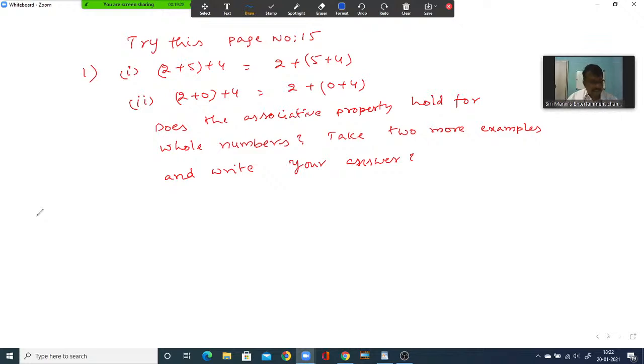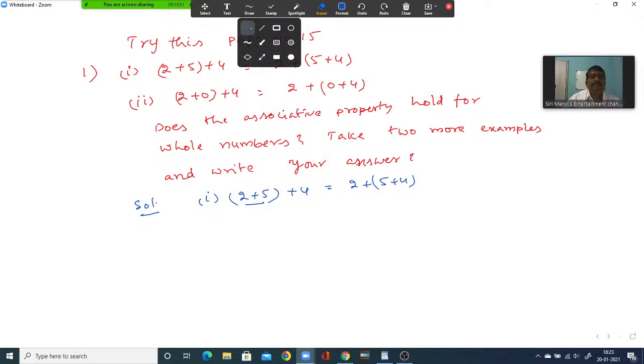Right. So, solution. Okay. First one is 2 plus 5 plus 4 is equal to 2 plus 5 plus 4. First you take 2 plus 5, that is 7. Very good. So 7 plus 4 is equal to 11. And 2 plus 9 is equal to 11. 11 is equal to 11. That's why this is true.